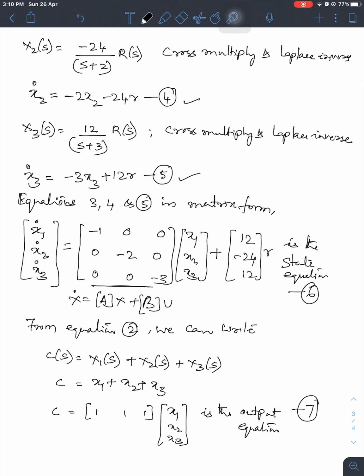Equation 6 and 7 complete the modeling in the state space. So interestingly, matrix A is in the diagonal form or canonical form. Hence, the choice of these variables are called canonical variables. Okay?